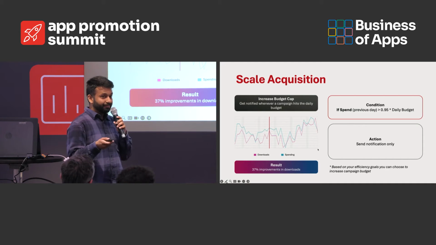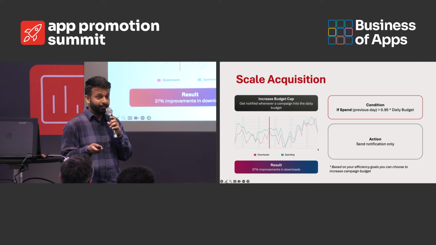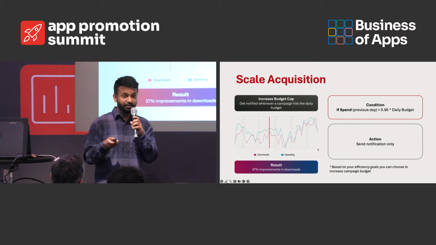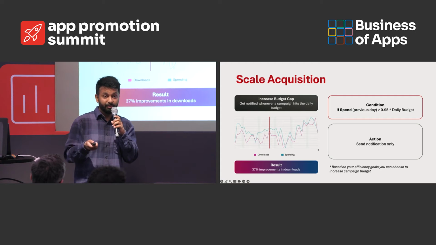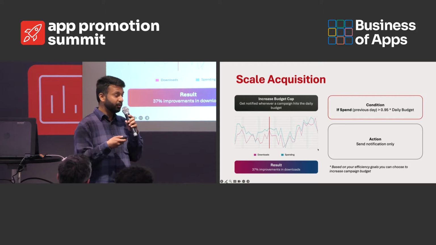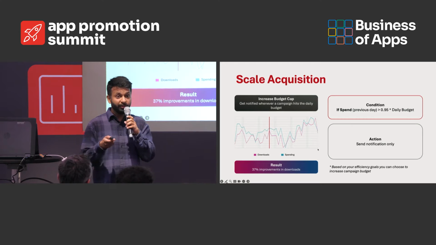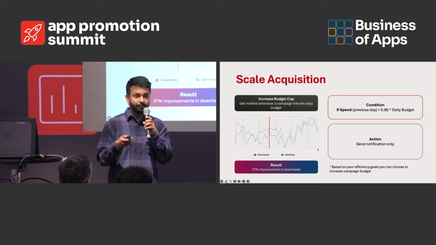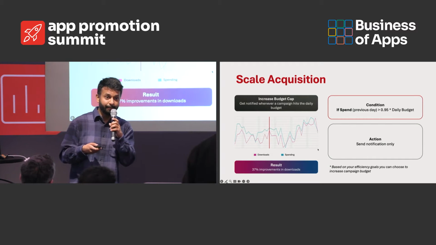If you're running a probing campaign or a discovery campaign and you get notified about those campaigns hitting their daily budget, maybe you might not scale them because the efficiency of those campaigns are not great. However, if the same notification comes through for one of your core campaigns, then you might explore the opportunity of spending more on that campaign.